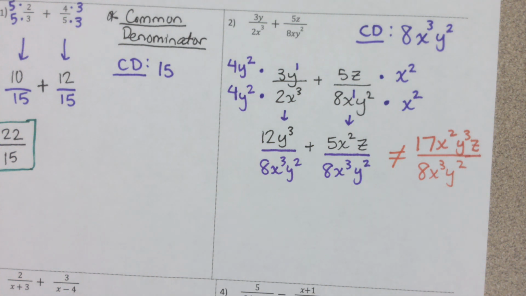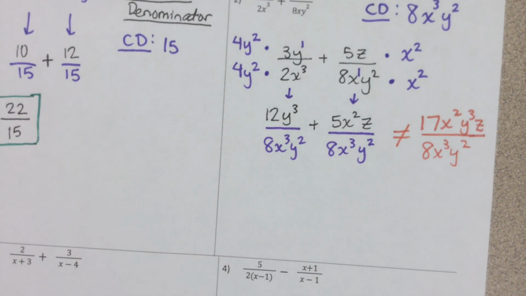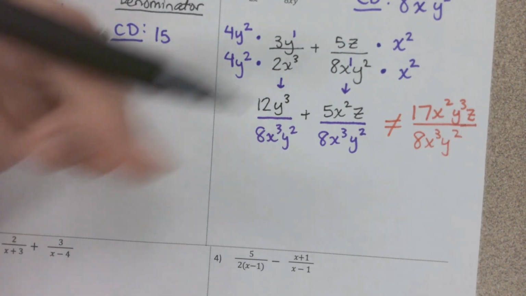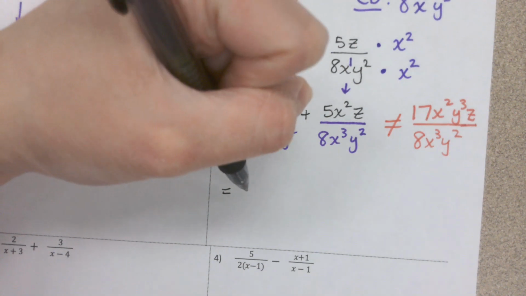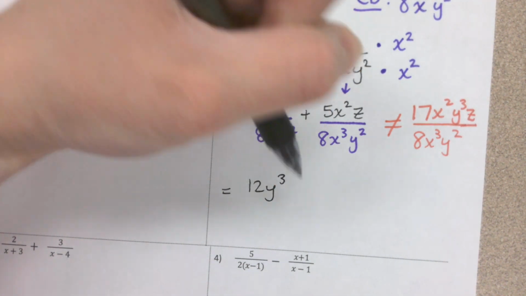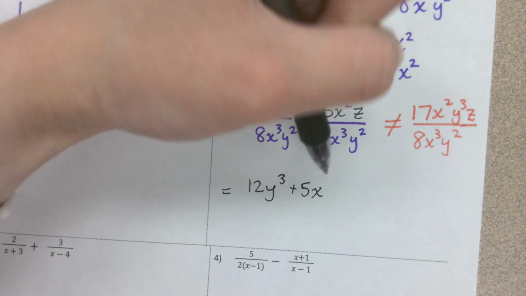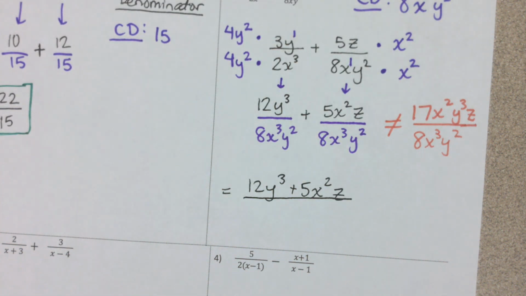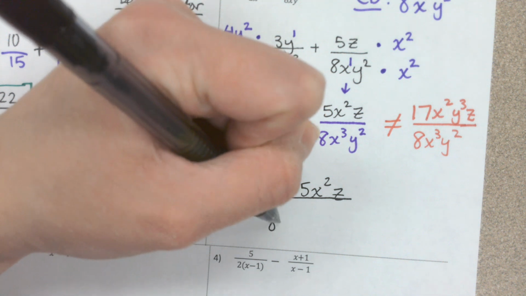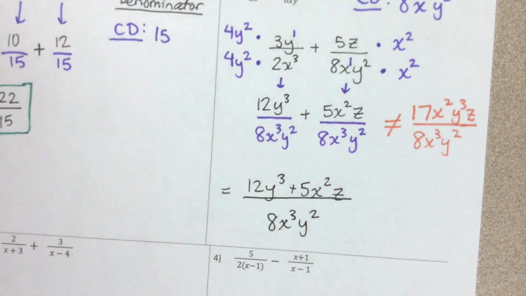We're not even close. So, on a problem like this where you can't actually add, we're going to add without actually adding. Just like last unit, we quote unquote multiplied, but we didn't really multiply. It's that same thing. All you do is put it together in one fraction, and we're done. 12y cubed plus 5x squared z, all over, you only write the denominator one time, 8x cubed y squared. That's our answer.